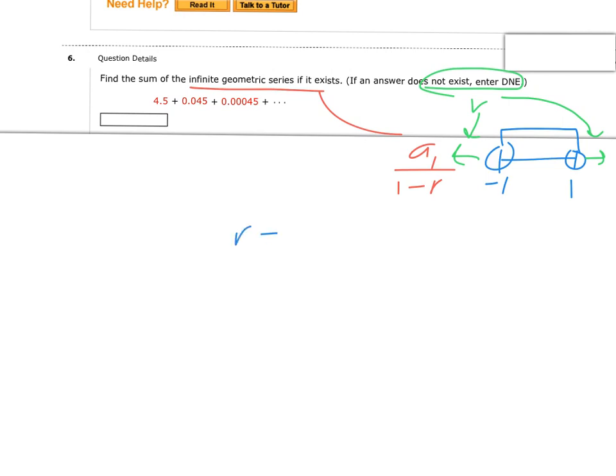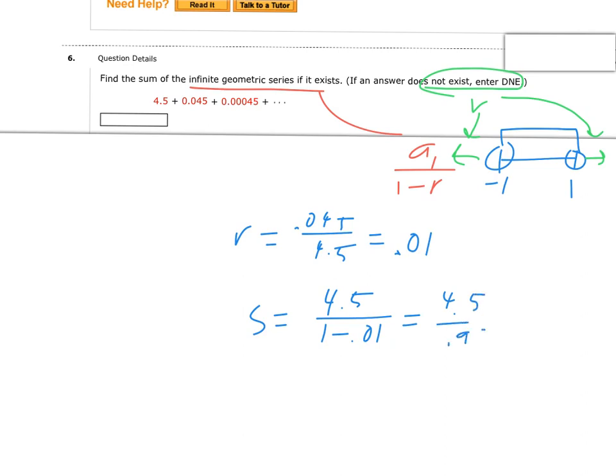So I'm going to say r is any term divided by the term in front of it. And so let me just do that on the calculator. I think it's, what is that going to be? It's like 0.01 or something. I'm just going to make sure. All right, so that comes out to 0.01. And so that r certainly does fit in there. And so I can use my formula here. The infinite sum is the first term divided by 1 minus r, which will be 0.01. So that's 4.5 over 0.99.